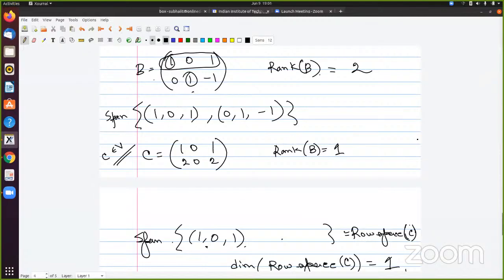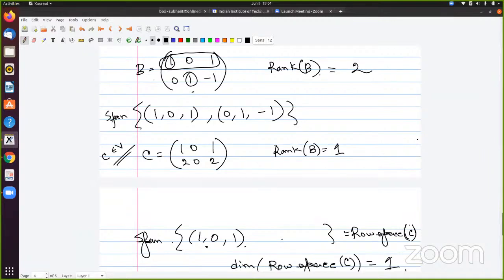Okay. Nullity and dimension are the same? If you have a vector space, you have to give me a basis. The cardinality of that basis is your dimension. The same is nullity. Nullity is also a dimension, the dimension of the null space, right?